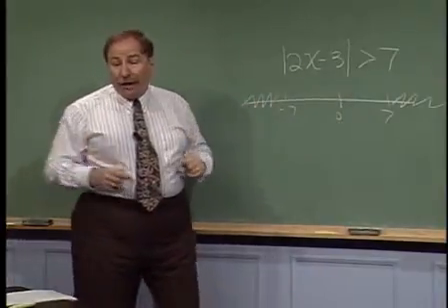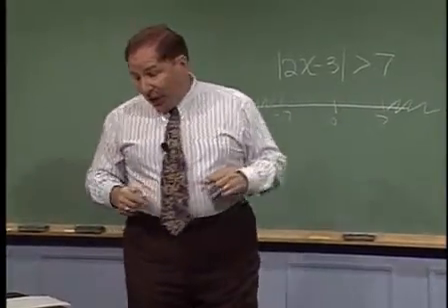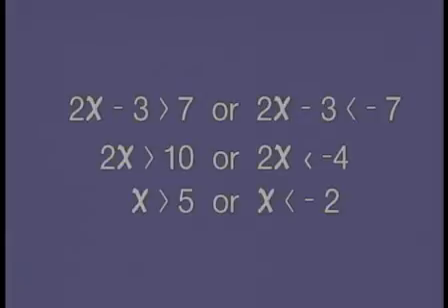Remembering that, we can look at the visual. Because in the visual, what we have is the solution. Again, recognizing what the inequality means, we write the compound inequality. 2x minus 3 is greater than 7, or 2x minus 3 is less than negative 7. We solve independently the two inequalities, leaving the word or in between, and come up with x is greater than 5, or x is less than negative 2.